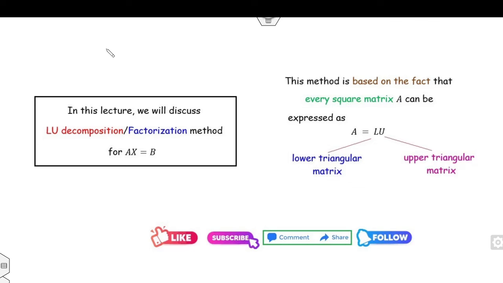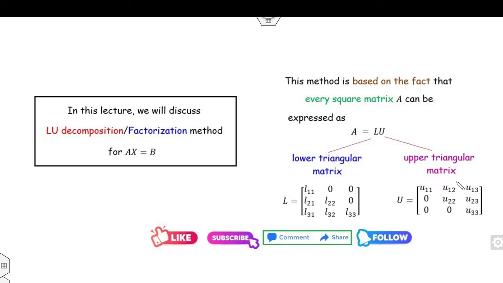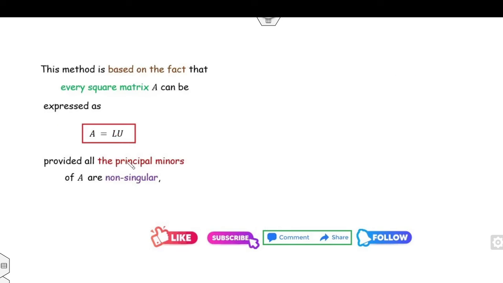So what does it mean? If you have a square matrix like 1, 2, 3, 4, 4, 9, 7, minus 1, 3, minus 3, for example, then you can write this matrix A as the product of two matrices, where L is the lower triangular matrix and U is the upper triangular matrix. But make sure you can write the square matrix as the product of the lower and upper matrices only under one condition, that all the principal minors should be non-singular.